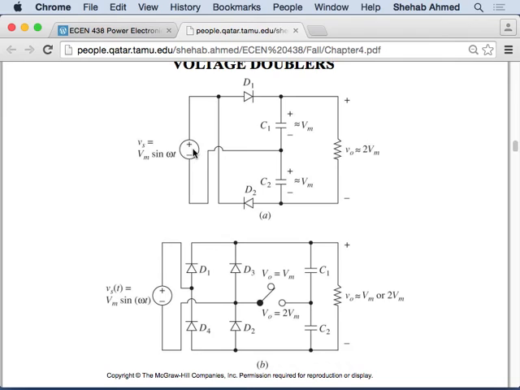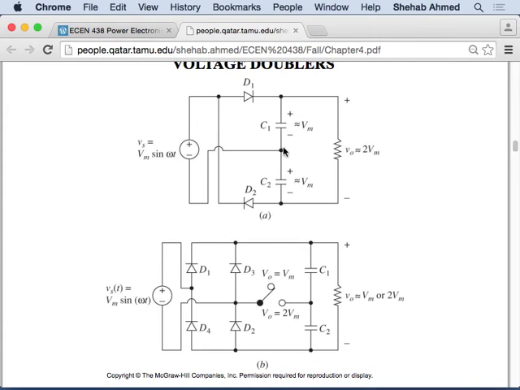This is an AC source. Let's assume we're in the positive half cycle. In the positive half cycle, the most positive potential of this AC source is here, and the most negative potential is here. So what's going to happen? Will diode 1 conduct or diode 2 conduct?